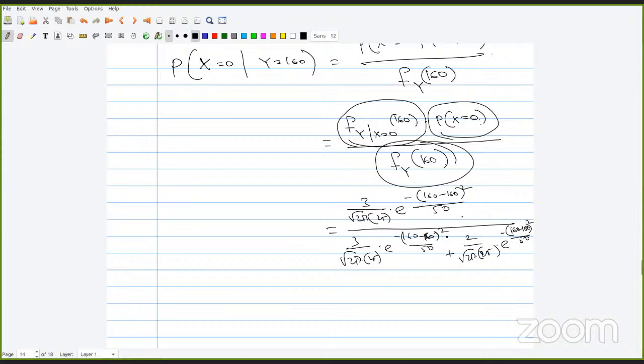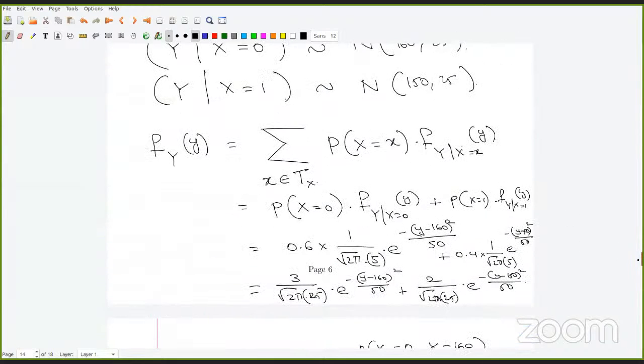I'm not doing any new thing here. I just substituted 160 in the above. We derived the above density function, right? I just substituted 160 in place of y. That's it.